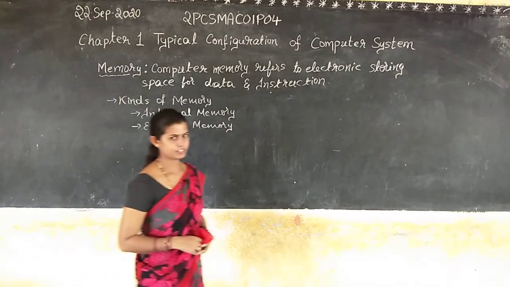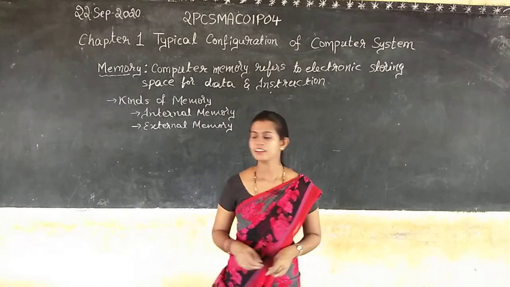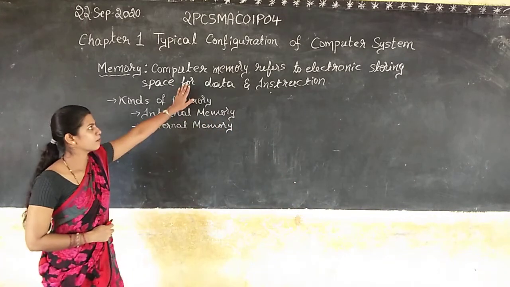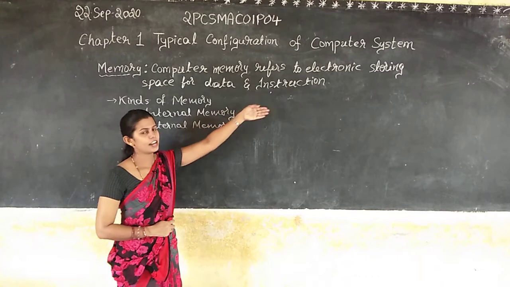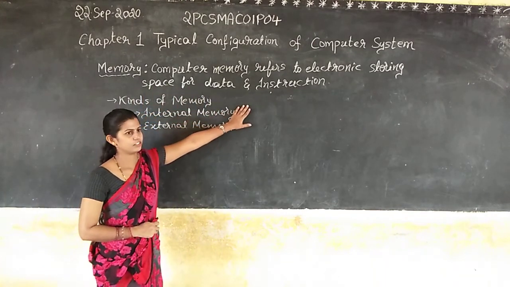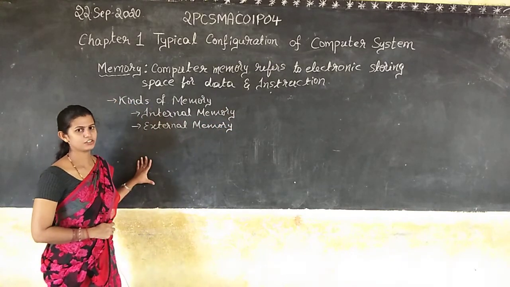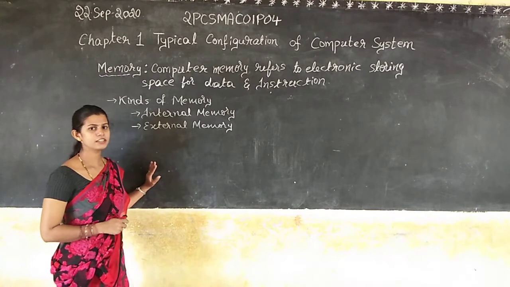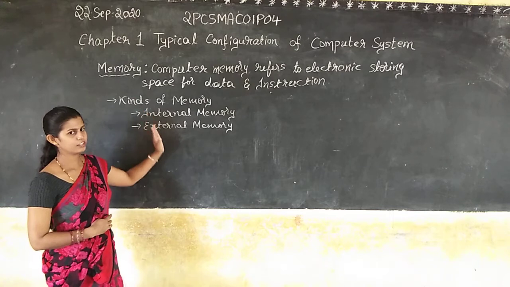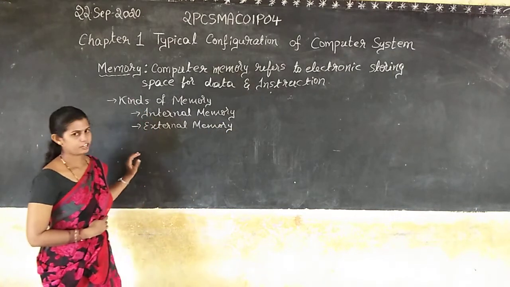In a computer system, the place where we can store the data and instruction is called memory. Computer memory refers to the electronic storing space for data and instruction. In memory we can store the data and instruction on a temporary or permanent basis, which the computer will use in its operations.